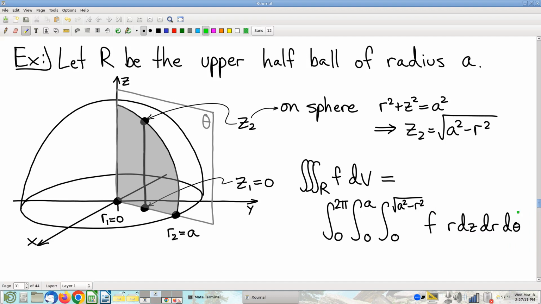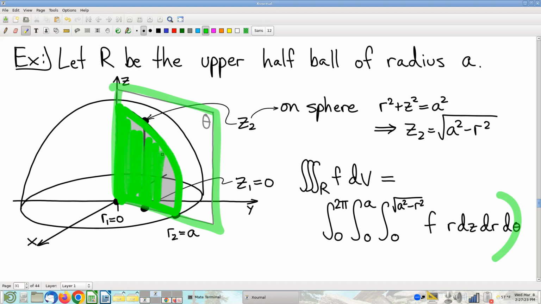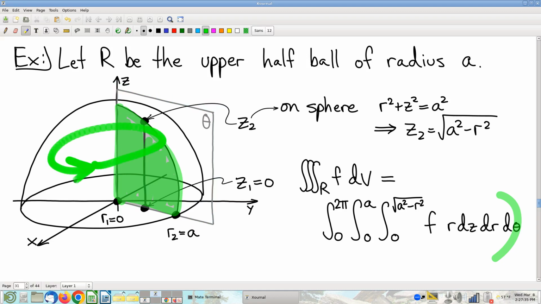And here we go. Theta. This is what a theta slice looks like. All right, my theta slice is this sort of quarter disc right there. And what are the values of theta? Well, again, we've kind of enveloped the z-axis, and so my theta slices go all the way around, and so that means theta goes from 0 to 2 pi. Everybody happy?